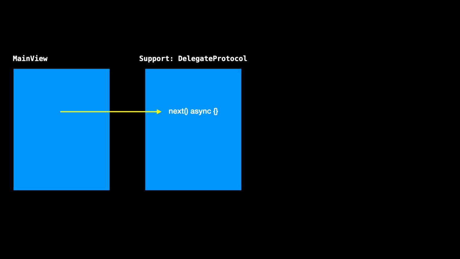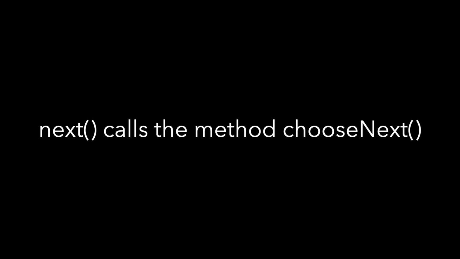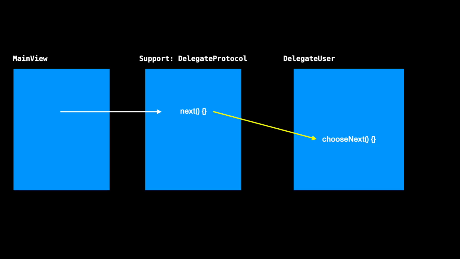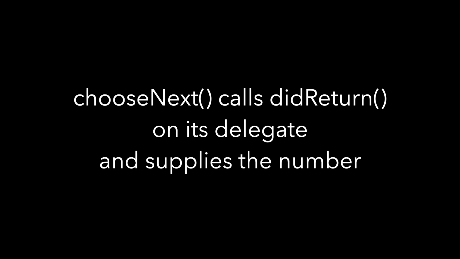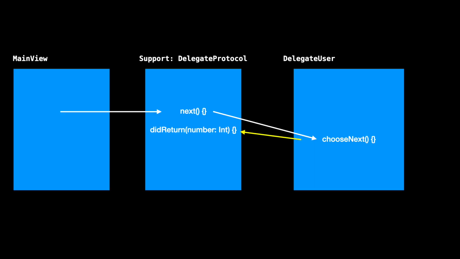We call the next method, and the next method eventually returns an int. That's this piece. Then next calls the method ChooseNext on the delegate user. ChooseNext doesn't return a value. In our flow, that gets us here. Inside of the delegate user, ChooseNext calls didReturn on its delegate, which just happens to be support and supplies the number that it picked randomly. That gets us to here. And this is where we're stuck.